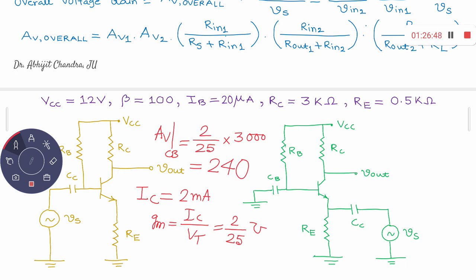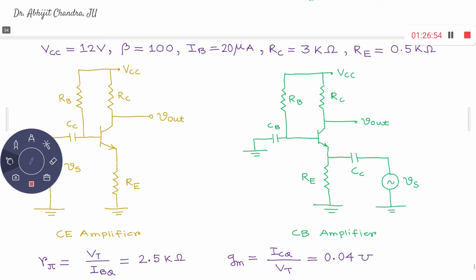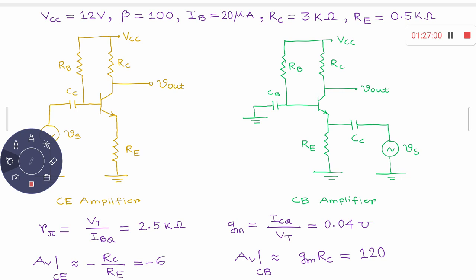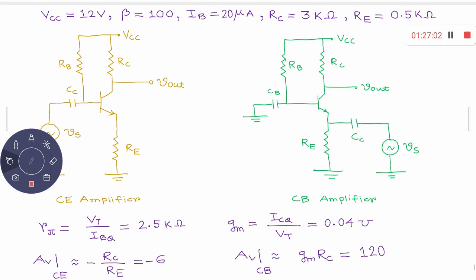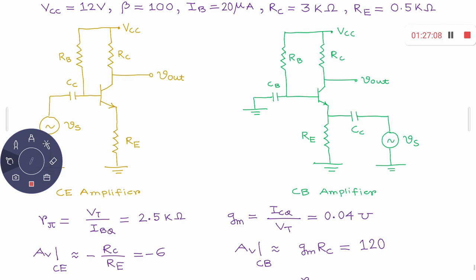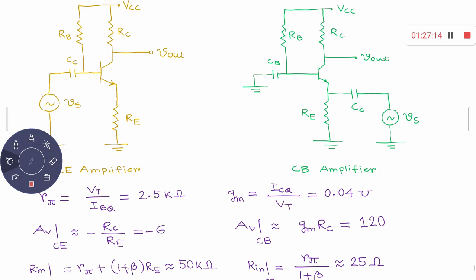One stage has a gain of 6, the other stage has a gain of 240. Yes. It's 0.04, yeah. It's coming out to 120 or... Let it be 0.08. The product is 120 to 240. Okay, minus 6 there. So product is 120 into 6. Will it be the case? No.